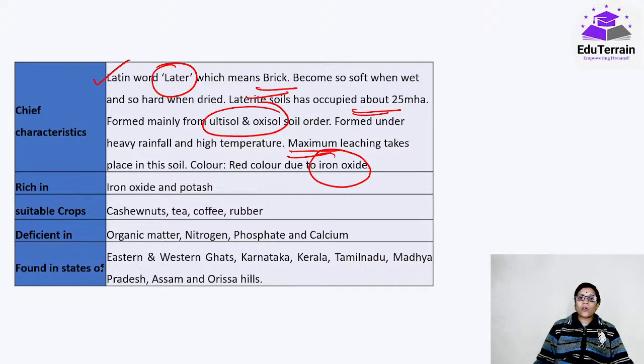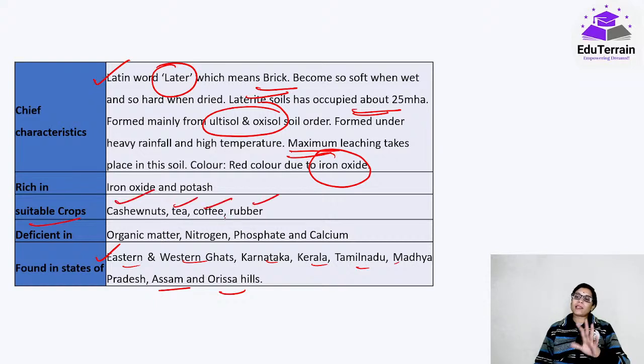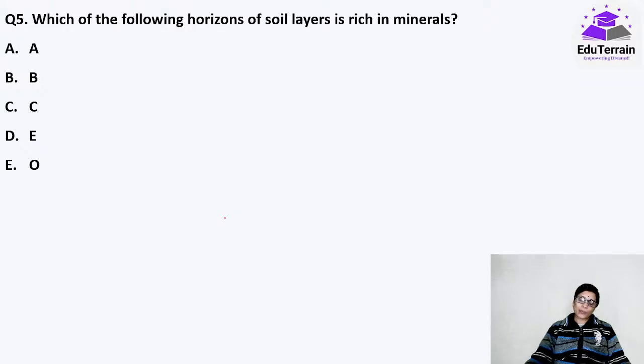Okay, and these are found wherever hilly terrains are there in India. There you can find the Eastern and Western Ghats, Karnataka, Kerala, Tamil Nadu, Madhya Pradesh, Assam and Odisha hills, etc. And here very suitable crops are cashew nuts, tea, coffee, rubber, those hardy plants that can be grown in these kinds of soils. Now, which of the following horizons of soil layers is rich in minerals? Yes.